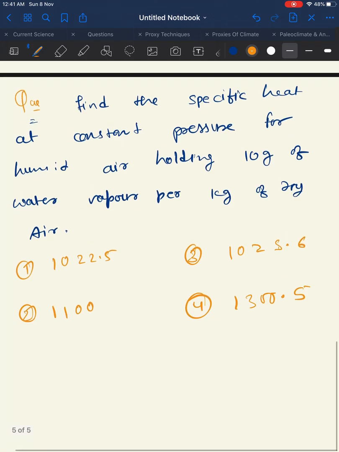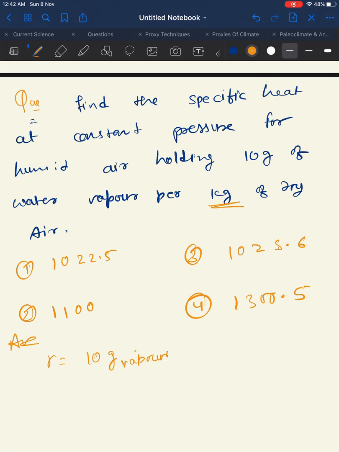Okay, now let's solve this. So first let's write the given values. So here we have R. R is given. Okay, so R is how much? 10 gram vapor per kg of dry air. That means it is in 1000 grams of dry air, right? So that simply means 0.01 gram per gram. We can write like this.